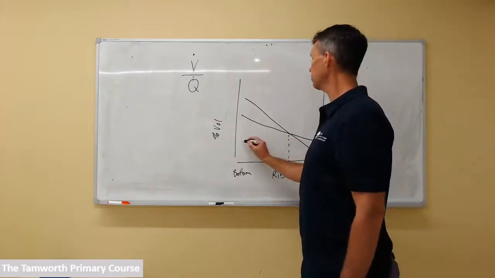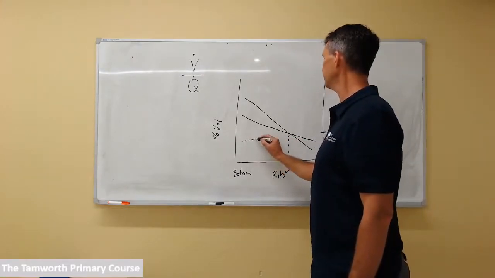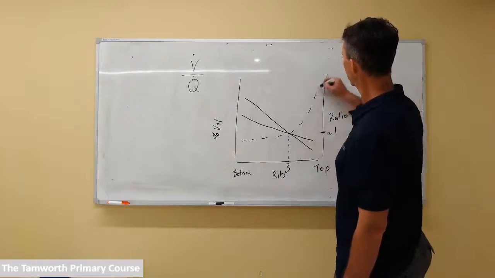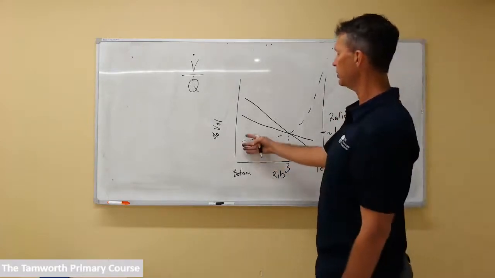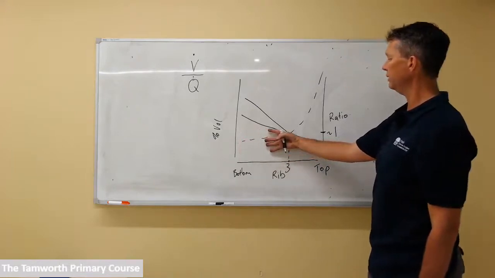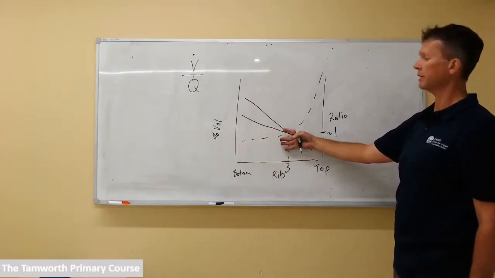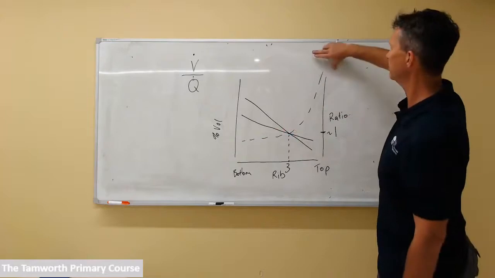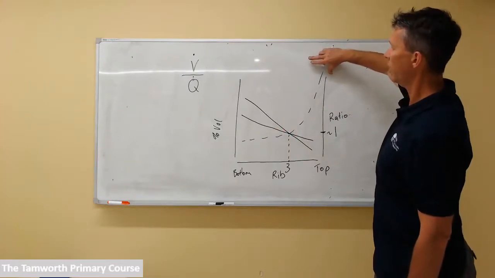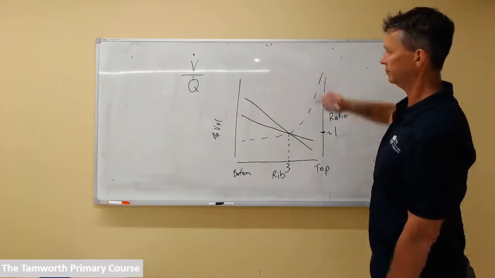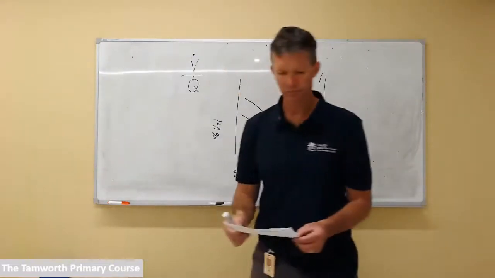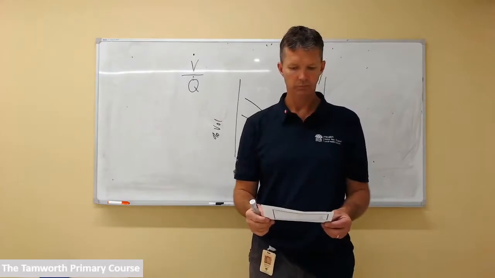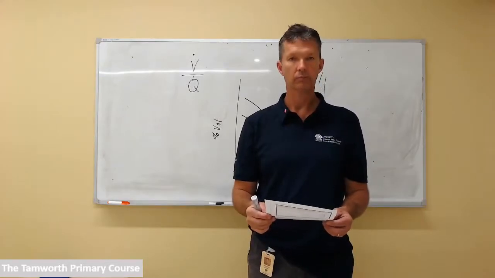So what we can do is plot on this curve the VQ ratio, and this is the relationship, noting that it's close to 1 for a lot of the lower part of the lung and rapidly becomes very high near the top of the lung. And that's the question.